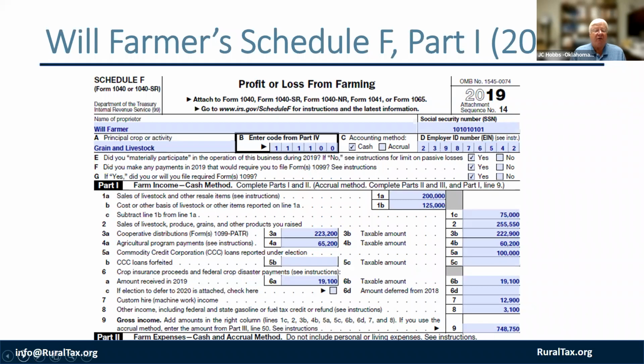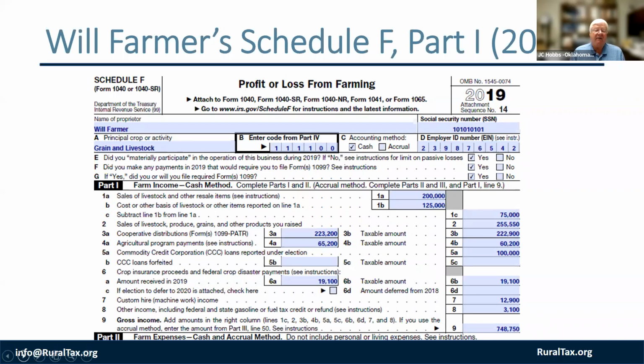Well, in 2019, for Will, he received $19,100. It's all taxable in 2019. If in his normal situation of marketing, Will would normally have sold 50% or more of his crops that he raised in 2019 and sold them in 2020, then we can defer the part of that insurance payment or disaster payment that would normally have resulted from those crops being sold in the following year.